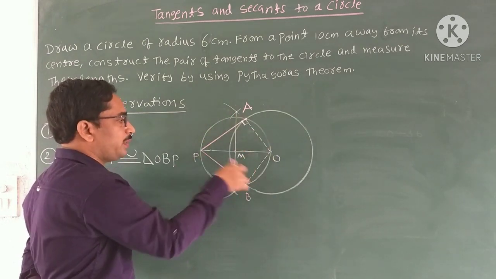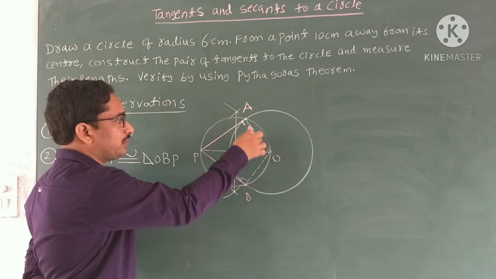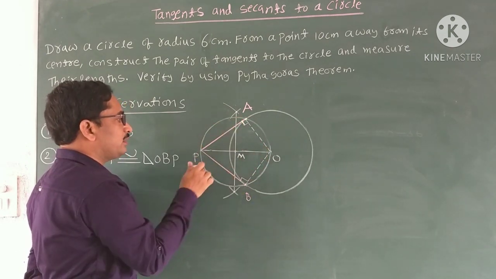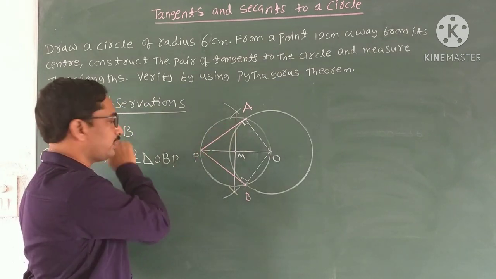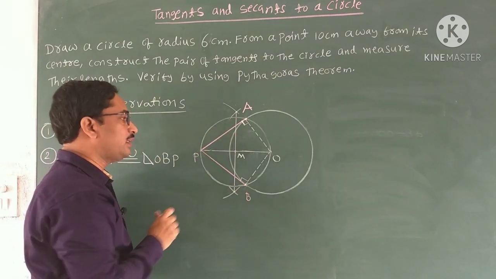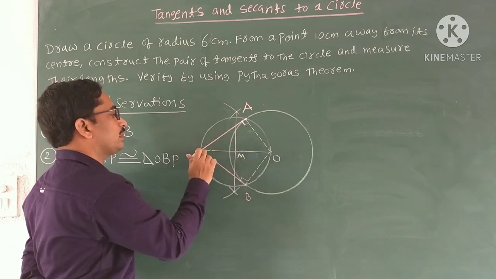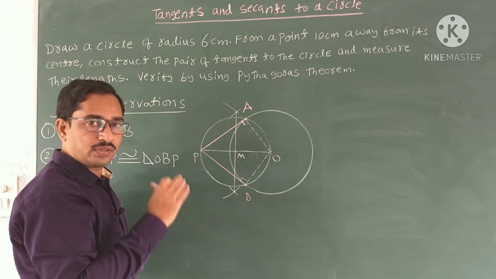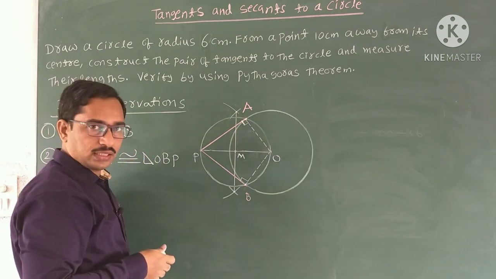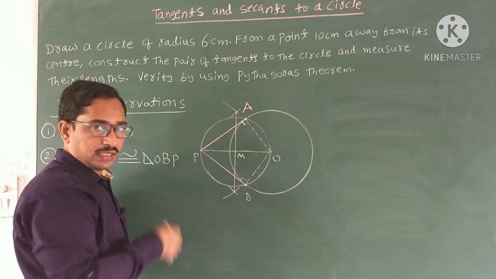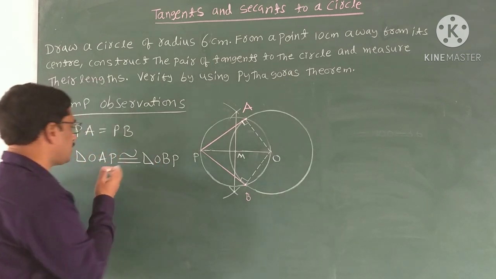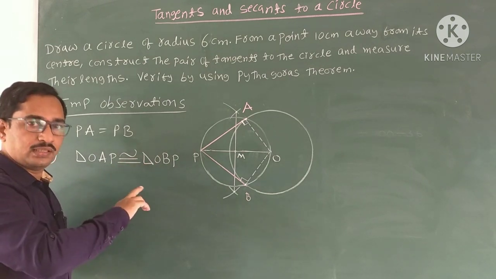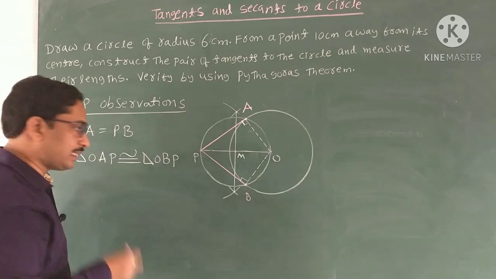See here, compare from the SSS congruency rule. OA equal to OB because both are radii, these two sides are equal. PA equal to PB, both are tangents, they are equal. So the second side is also equal. The third side is OP, a common side, that is also equal. From the SSS congruency rule these two triangles are congruent, or from RHS also we conclude these two triangles are congruent. If these are congruent, then they are also similar. So these two triangles are congruent as well as similar. So this is the second observation.